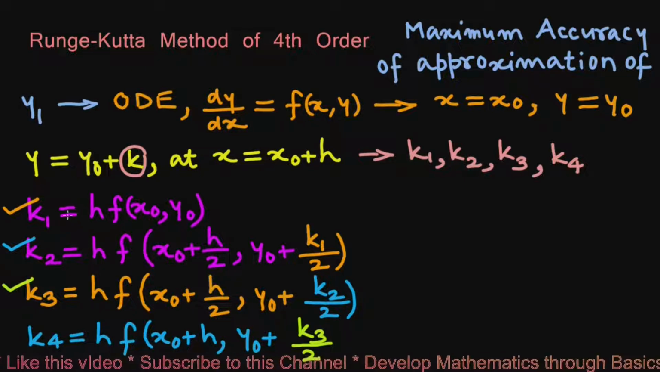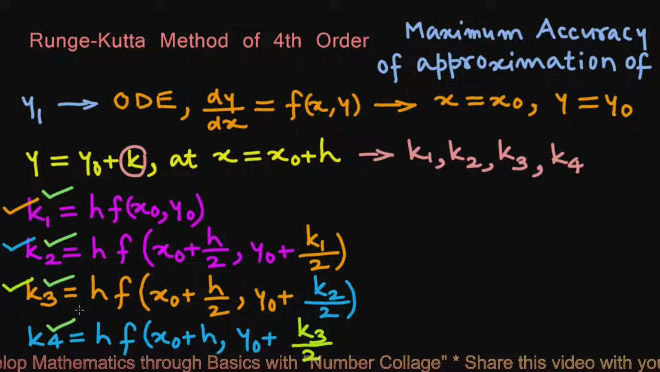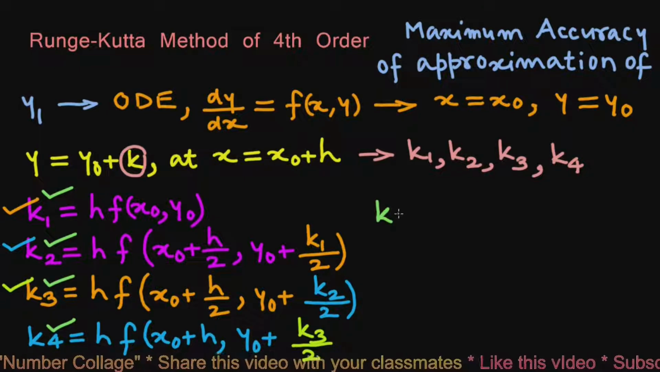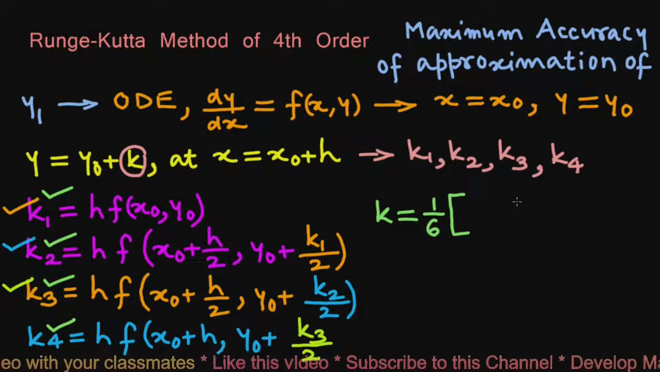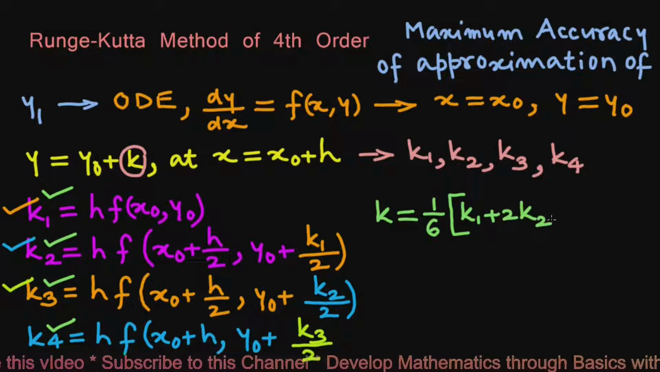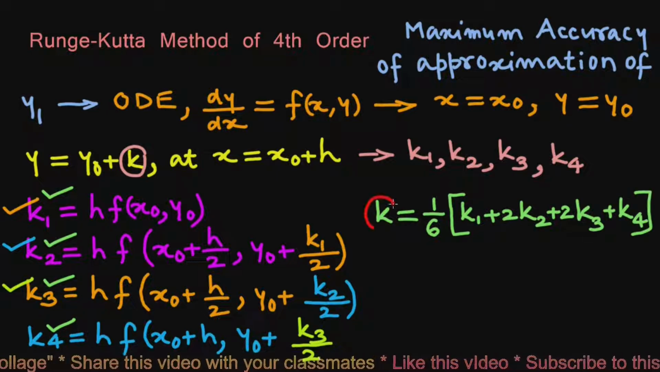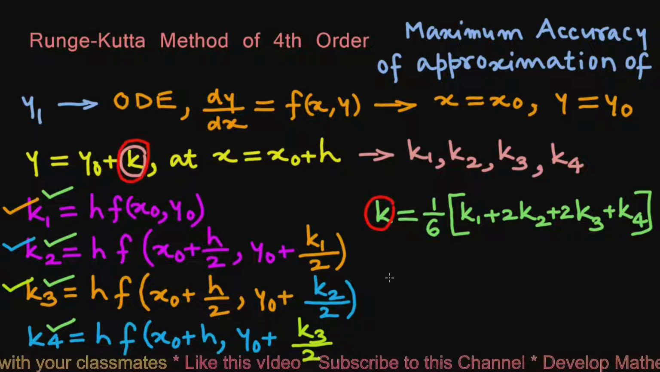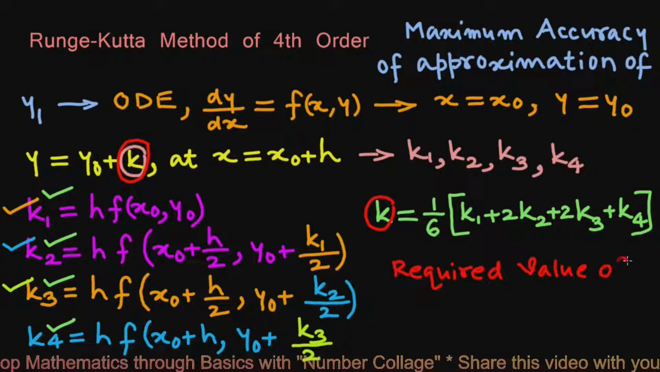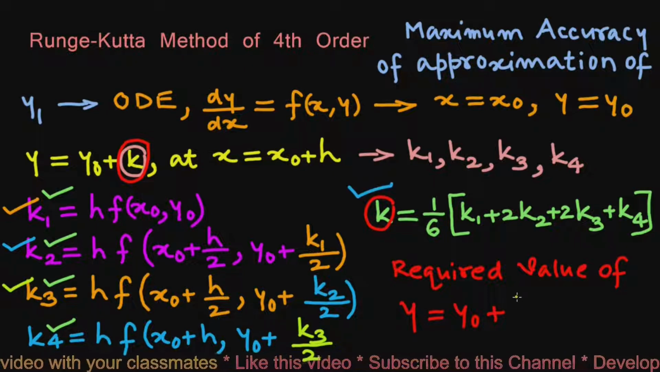Once we have obtained the values of k1, k2, k3 and k4, we obtain the value of k equals 1 upon 6 times k1 plus 2k2 plus 2k3 plus k4, and this value of k is finally used here to obtain the required value of y equals y0 plus this k.